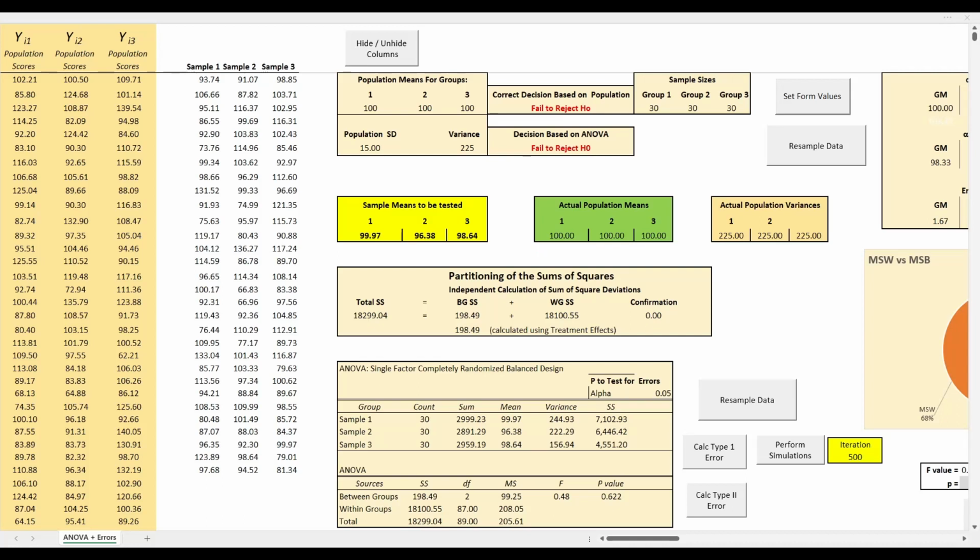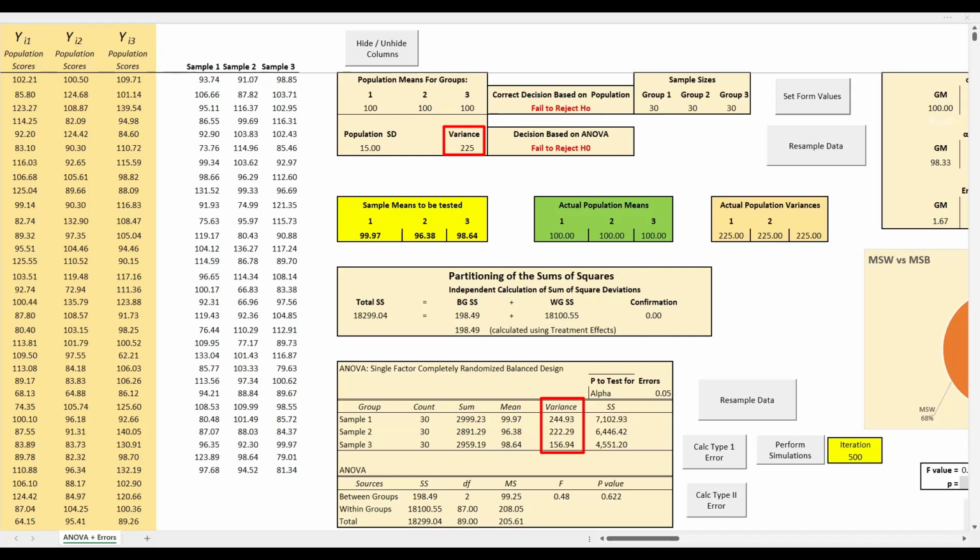We can also look at the variances of each of the samples. We know that the actual variances of the population scores were set to 225, but the variances of the samples were 244.93, 222.29, and 156.94, all of which are different from the actual population variances.